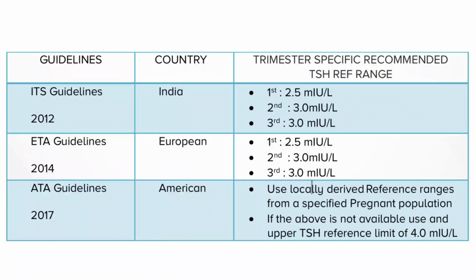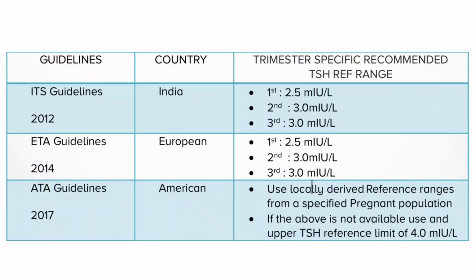According to the Indian Thyroid Society guidelines 2012, the level of thyroid stimulating hormone is taken in a reference range. For the first trimester, the level should be less than 2.5 milli international unit per liter. In the second and third trimester, the levels are less than 3 milli international unit per liter. And this is in accordance with the European Thyroid Association guidelines also.